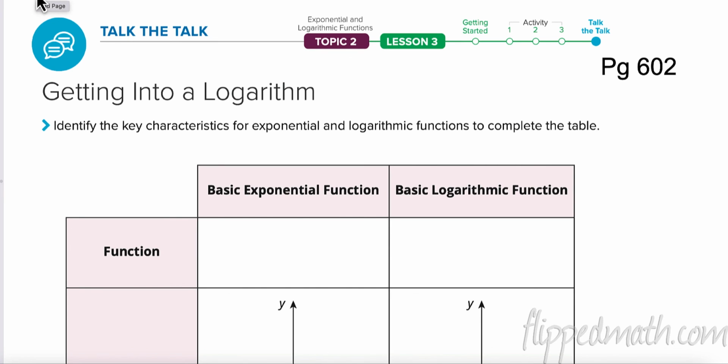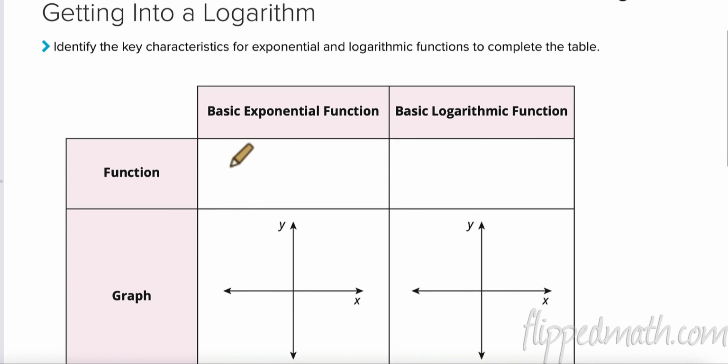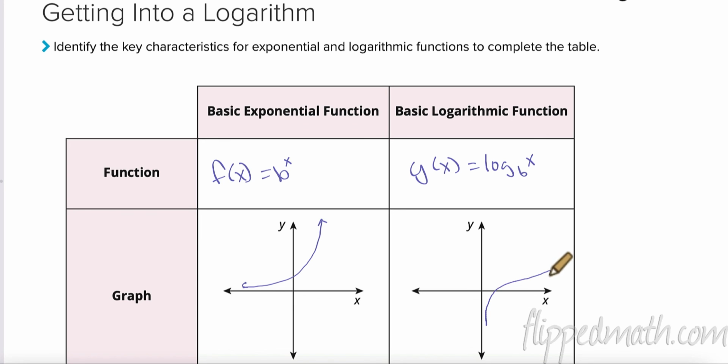All right, let's go and talk on page 602. I know we skipped a few things, and that's okay. And let's talk about the basic characteristics of these things. So the basic function for an exponential is f of x equals b to the x, right? And for a logarithm, it's g of x equals log base b of x. The graph is going to look something like this. And the graph of this one is going to look something like that.